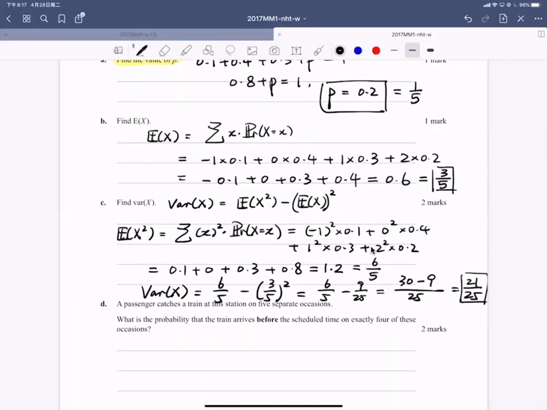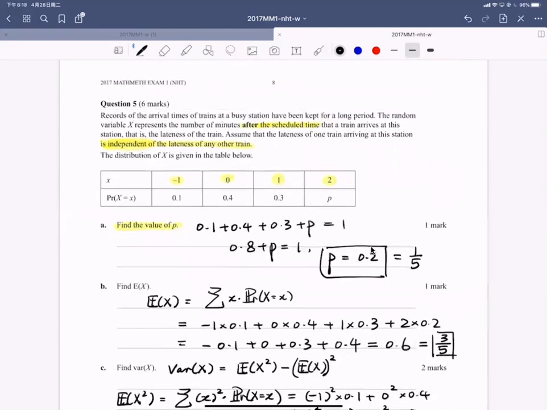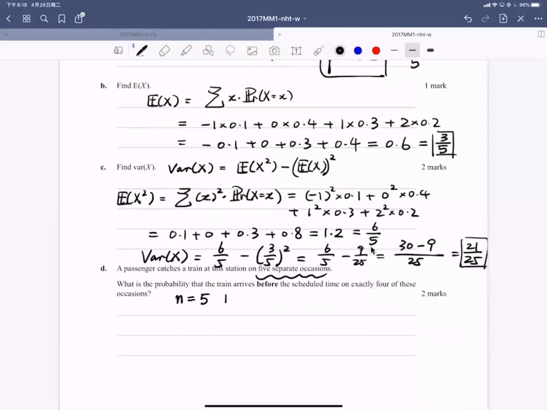All right. A passenger catches a train at the station on 5 separate occasions. An indication of using binomial distribution, but what is our value of P? What is the probability that the train arrives before the scheduled time? Okay, before the scheduled time we only have -1 corresponding to the probability 0.1. So my probability is 0.1, which is 1/10.